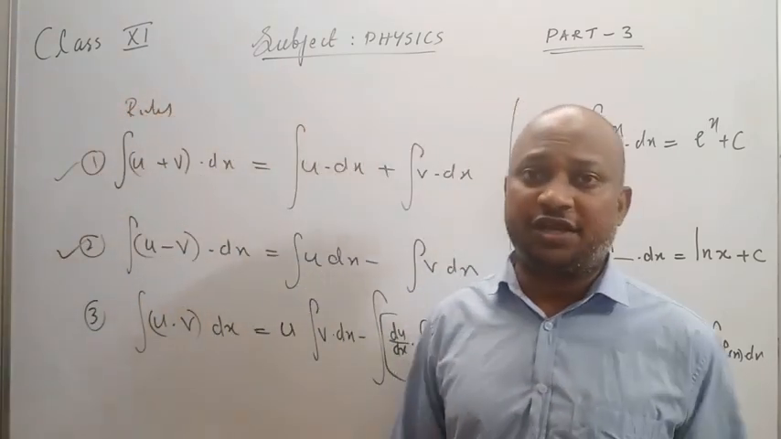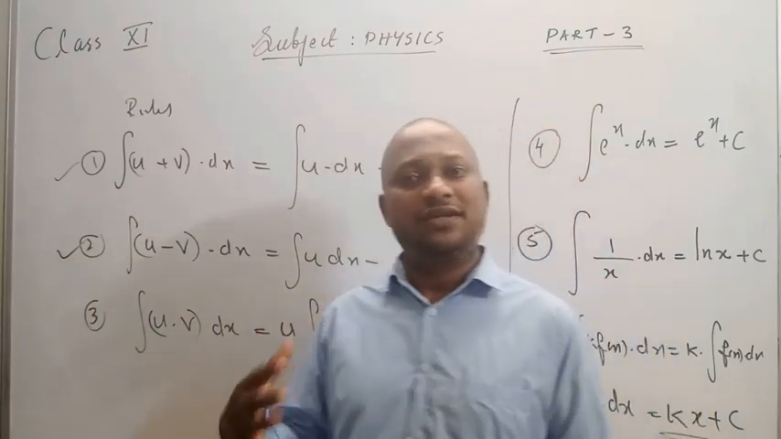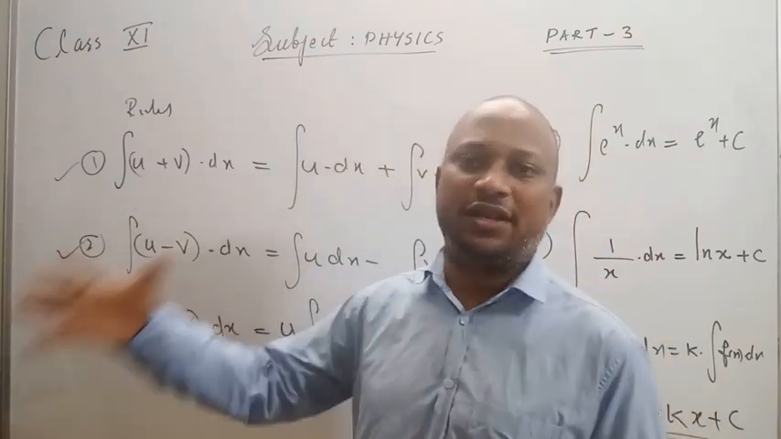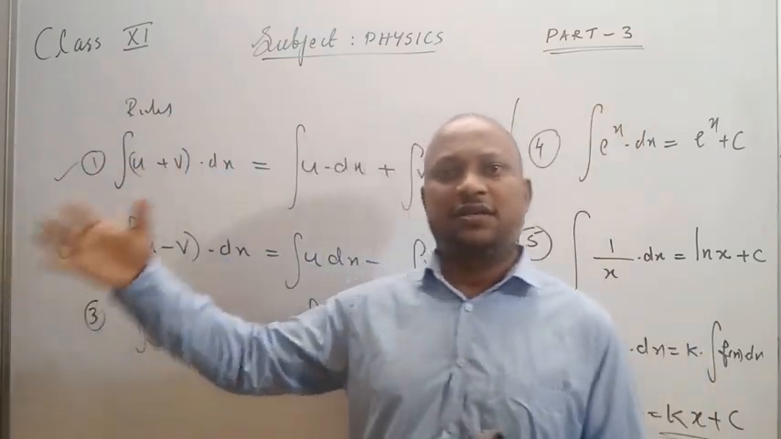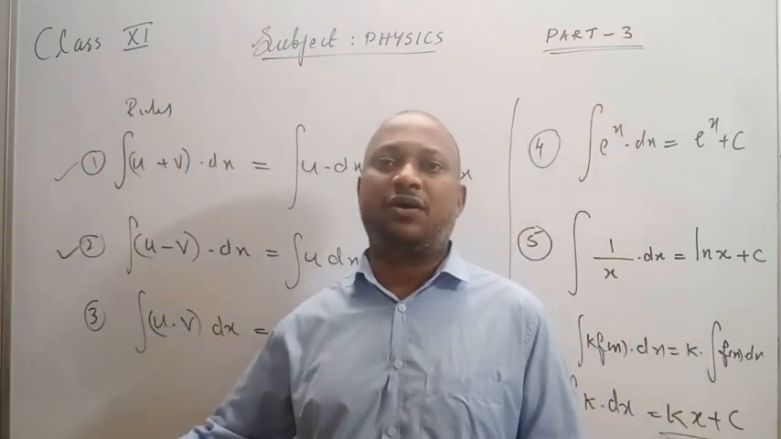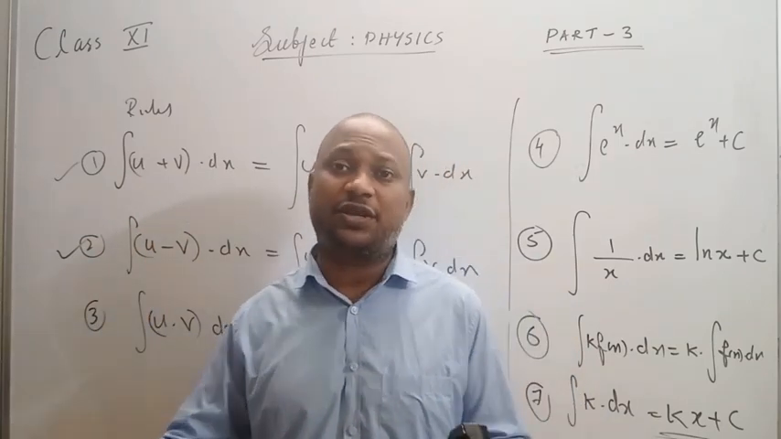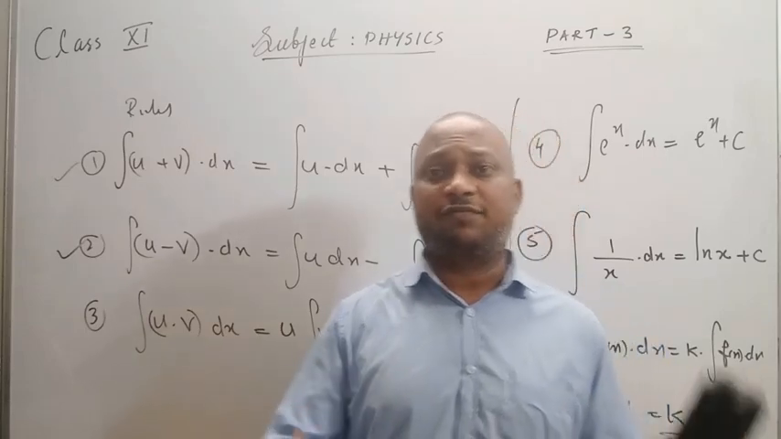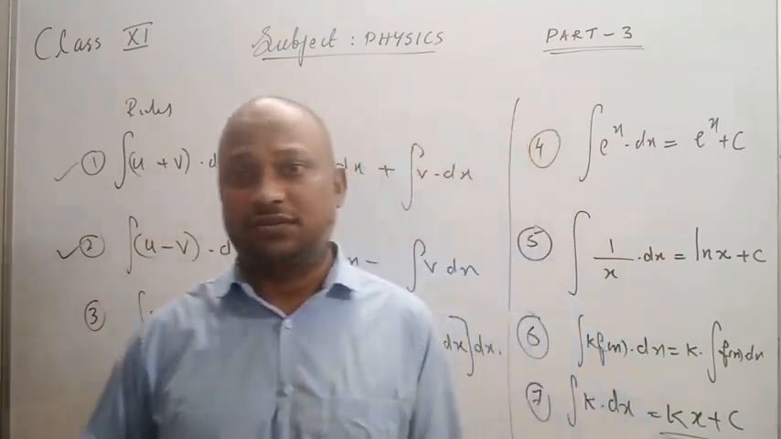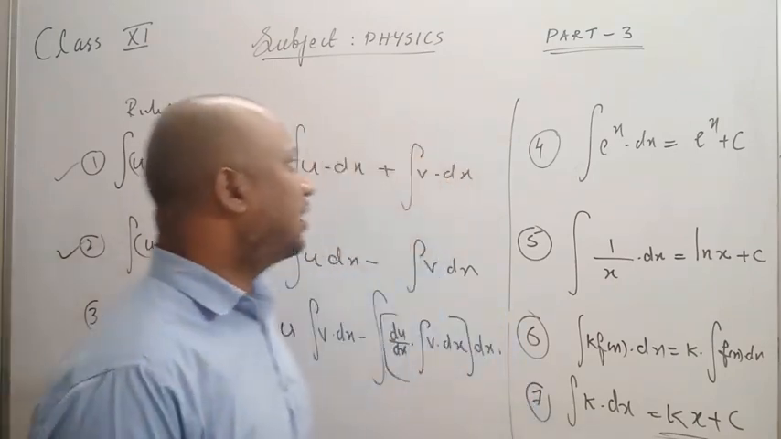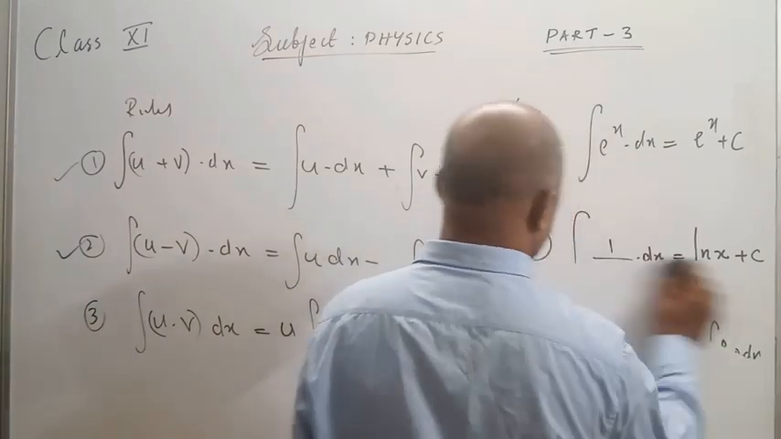Because in differentiation, if a function comes and there is another function inside the first function, you can easily use the chain rule. If it is sine of cos x, in differentiation you can first differentiate sine and then differentiate cos. That is the chain rule. But in integration, there is no chain rule.